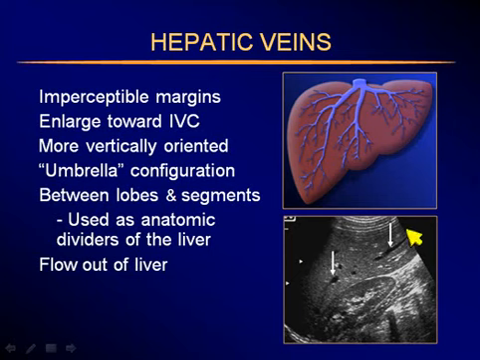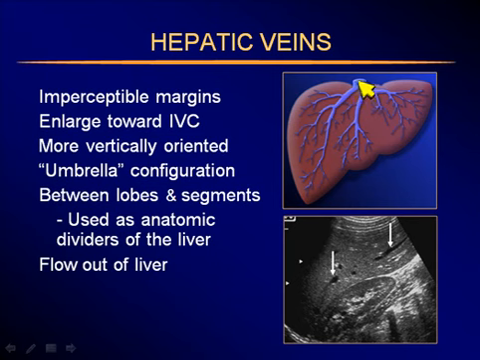Hepatic veins do not. And why is that? Well, it's a matter of contrast. The hepatic veins have imperceptible margins. They actually have walls, but we just don't see them. If we look at what they look like by configuration, they're more vertically oriented.